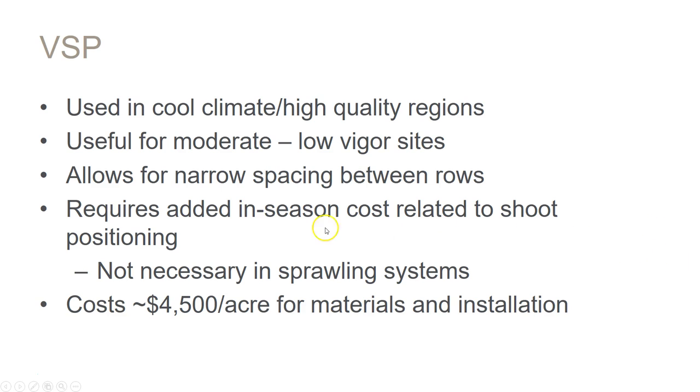Yeah, this VSP requires a lot of in-season costs because you have to do all that shoot positioning and wire lifting. So for sprawling systems, we don't have to do all that canopy management, which is quite nice. But we really don't want to do sprawling systems probably in cool climates because we want to open up that fruit zone and get as much light into the fruit as possible to get it ripe. So yeah, the cost for materials for a VSP trellis can be somewhere around $4,500 per acre.